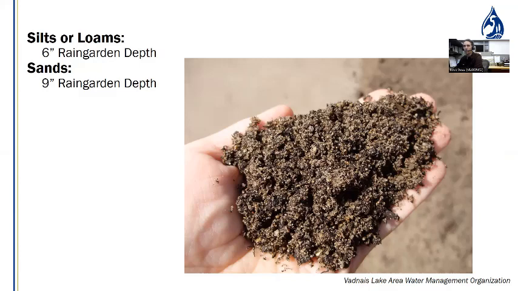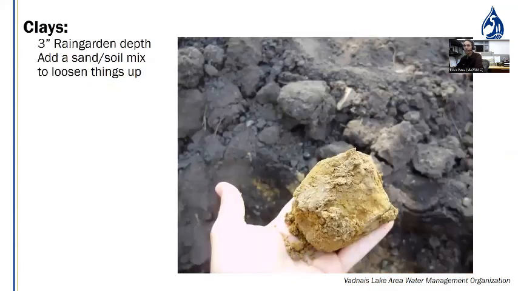Sand, you're going to have up to 9 inches depth. Clay is down to 3 inches depth, and you are going to even want to add sand and soil and loosen things up at the bottom. This is the area where, if you're really clayey after the soil test and early infiltration test, it might not be a good fit to go all in for a rain garden.